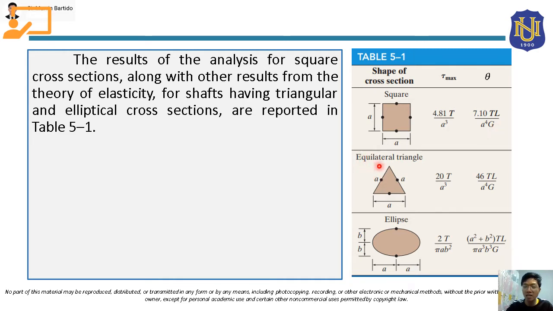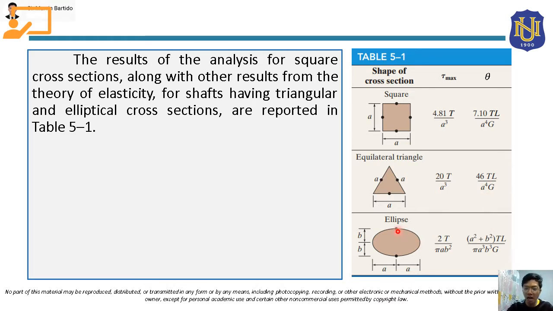Now, for an equilateral triangle, meaning triangles having equal sides, this is only applicable for triangles having equal sides. For the maximum shear stress for this cross section, it is 20T over A cubed, and for its angle of twist, it is 46TL over A to the fourth G.